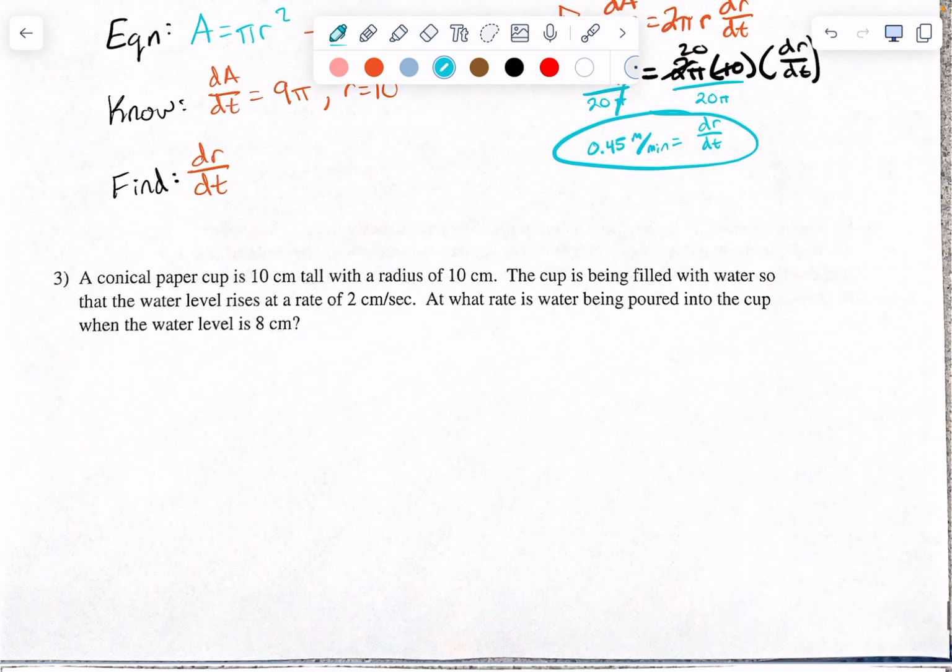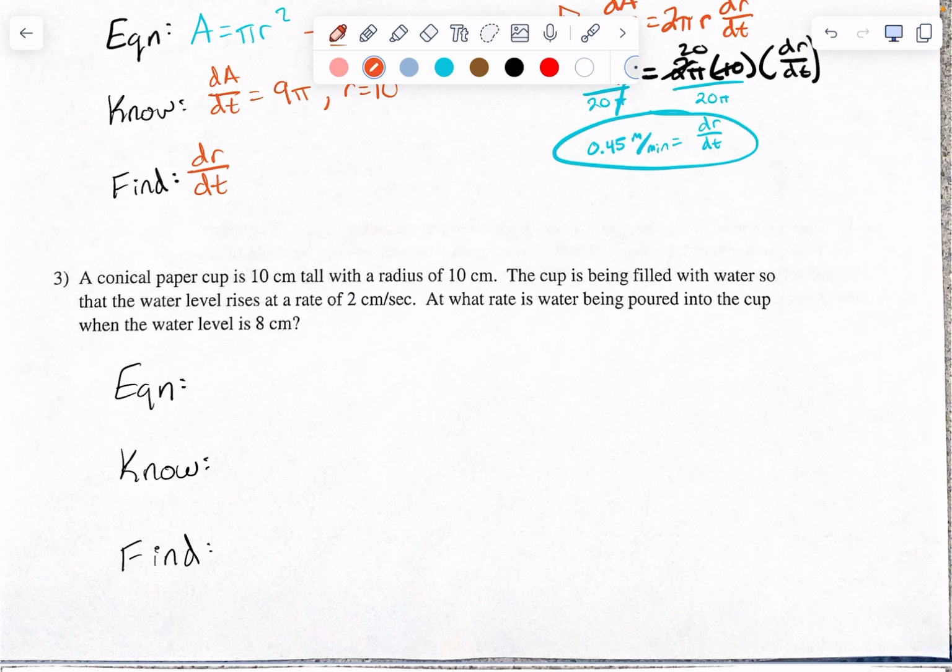Okay, number 3: equation, what we know, what we're trying to find. All right, you see if you can figure this one out. I'm not going to give you anything. Go. You see if you can figure it out.